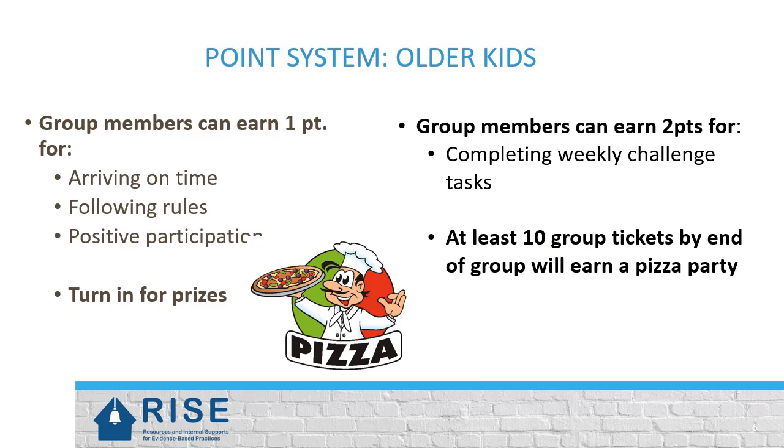Now you'll want to explain the reward system. For groups consisting of older kids, you'll use a point system. For example, group members can earn 1 point for arriving on time, following rules, and having positive participation. Group members can earn 2 points for completing weekly challenge tasks. At least 10 group tickets by the end of the group will earn the entire group a pizza party. Individuals can turn in points for prizes during the rewards time at the end of each session.